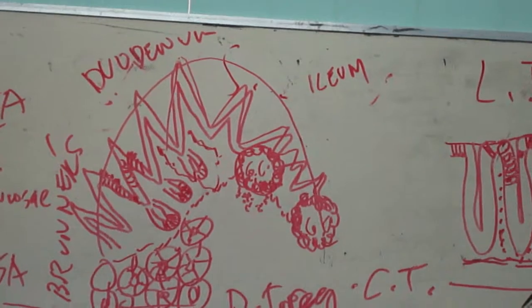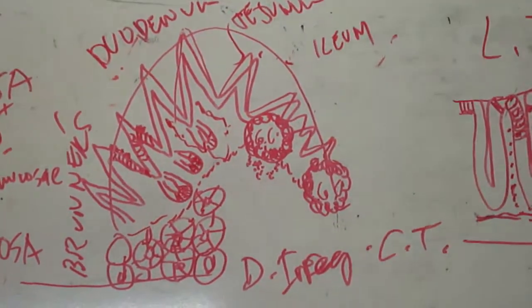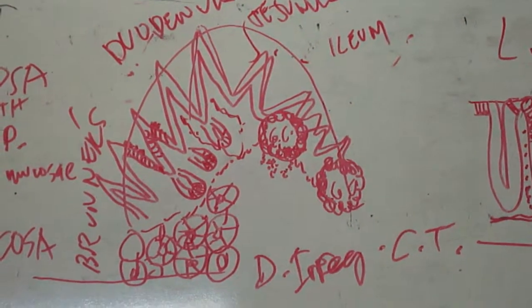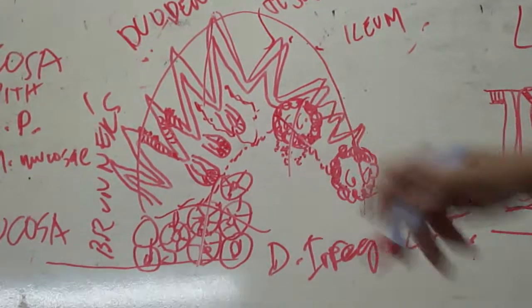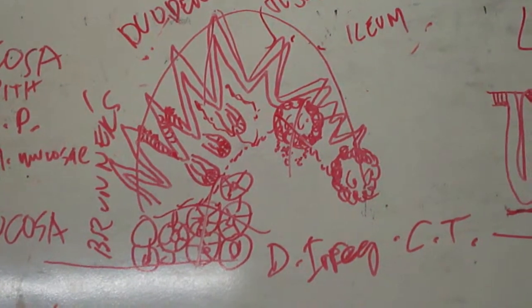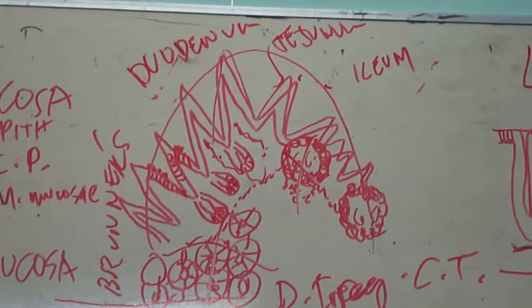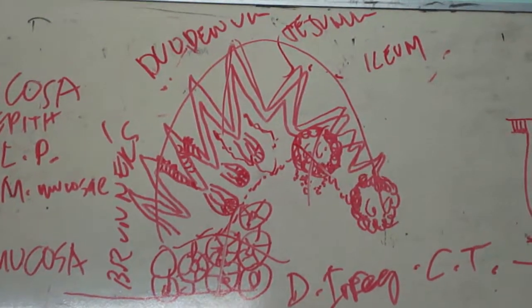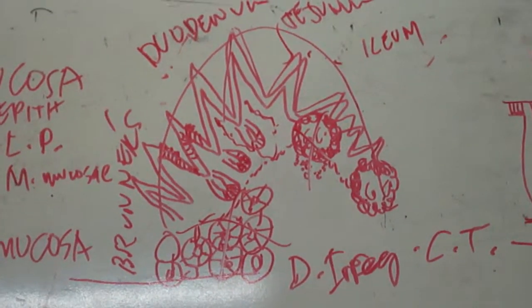Mayroon pa ring villi plus the Peyer's patches. So, for the jejunum, ito pa rin siya, lahat, minus the Brunner's, minus the Peyer's patches. So, those are the identifying features for the three parts of the small intestine. So, with regards to the muscularis propria, ano nga yung mnemonics natin?